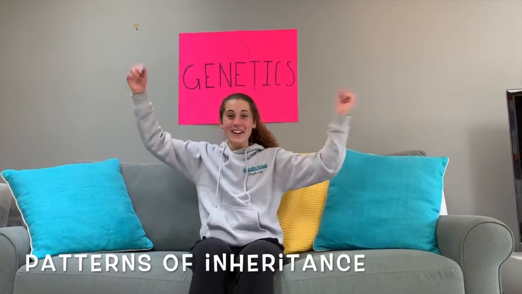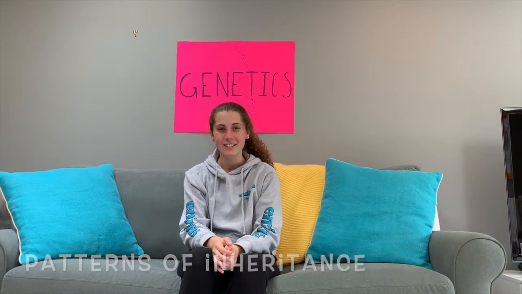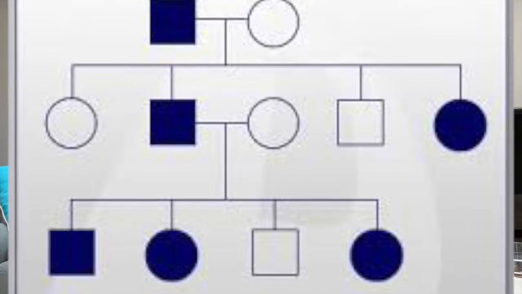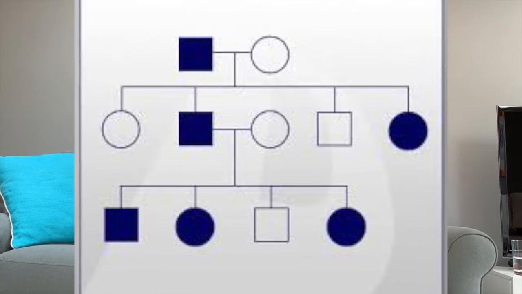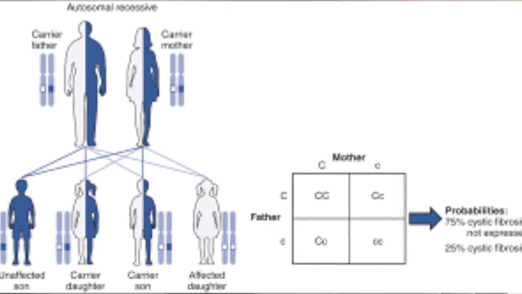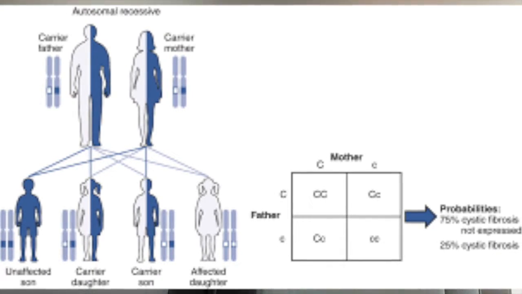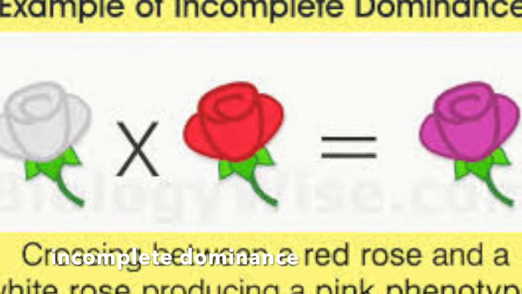Patterns of inheritance. Here we come. First, let's discuss what patterns of inheritance are. Patterns of inheritance are the ways in which genes are transmitted. Now, to get specific, I will be touching on a few different types of patterns. First up, we have incomplete dominance.